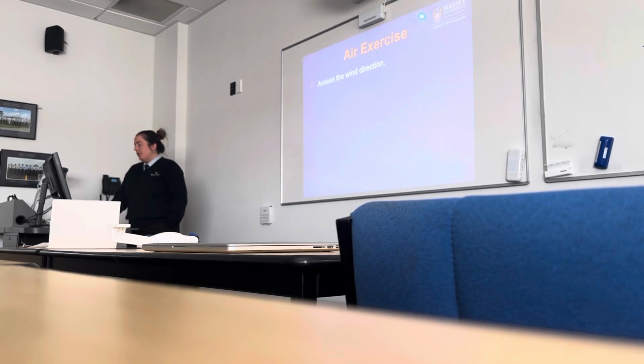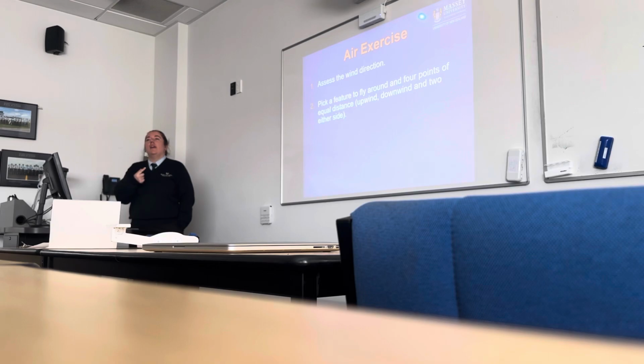Right, assess wind direction. Yep, we've done that. Pick a feature to fly around in 4 points of equal distance, upwind, downwind, and to either side. Now, once again, this you don't always need, but this is just extra things that are going to help the student achieve a good constant radius too.